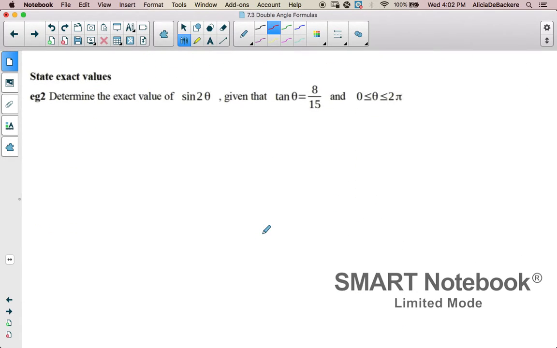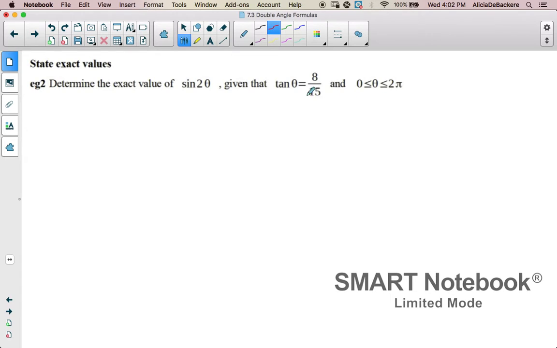All right, the next question, we're going to state the exact value of sine of 2 theta if I know that tan of theta is 8 over 15. Okay, so to get started with this, there's kind of two thought processes that I'm going through. I know that I'm dealing with theta. So instead of dealing with sine of 2 theta, I want to get rid of the double angle. And so I use my double angle formula to write this in terms of just theta. So that tells me that it's 2 sine theta times cos theta. So I'm going to come back to that.